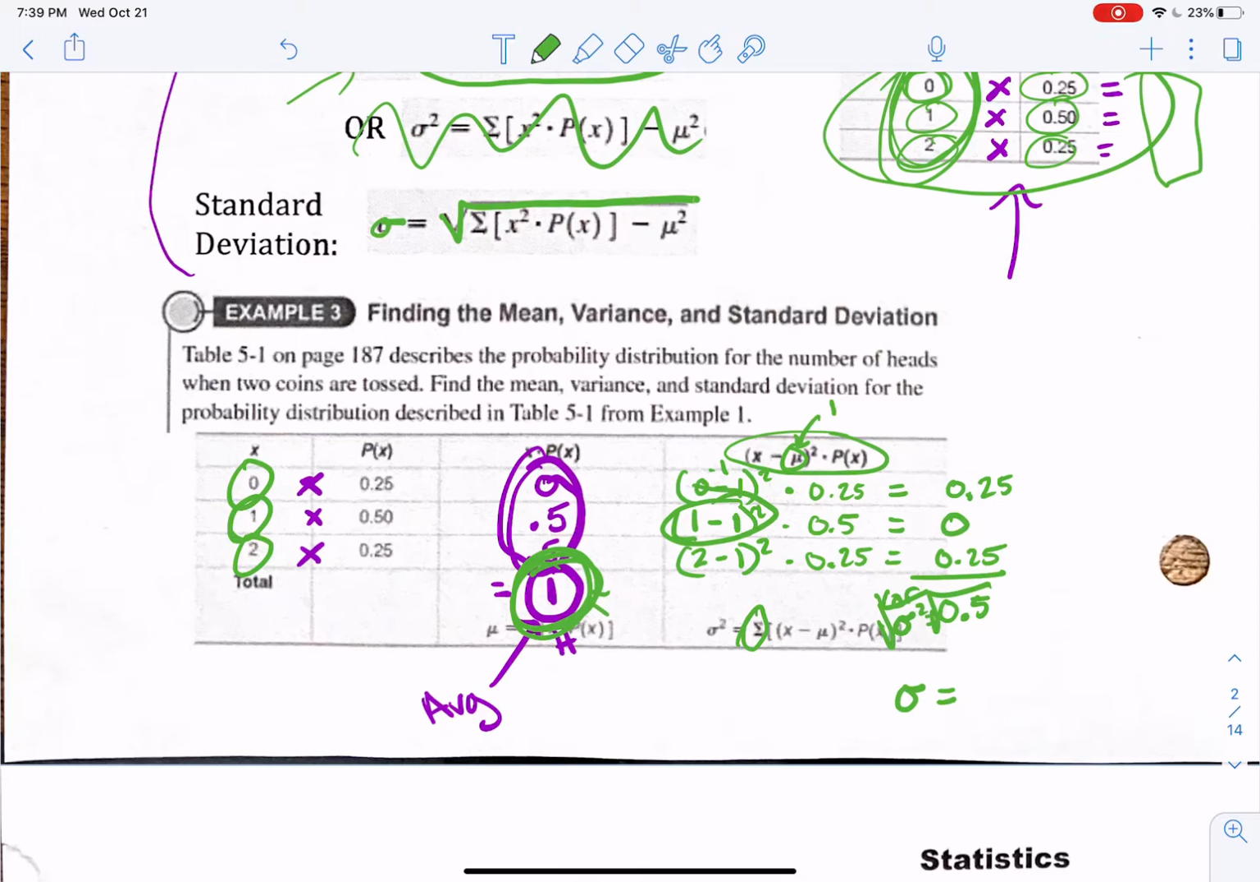Let me get my calculator. The square root of 0.5 is 0.707. Okay, and so that's what it looks like. All right, let's go down here.